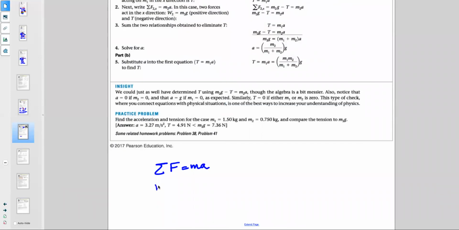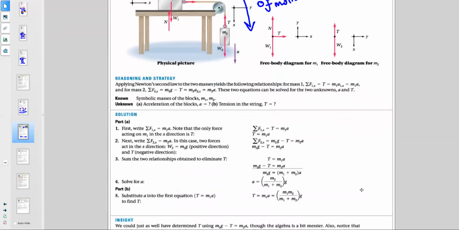So I have M2G equals, how many masses does it hang to? M1 plus M2 times A. So A, or the acceleration, is M2 over M1 plus M2 times G. All right? That's what you have over there.